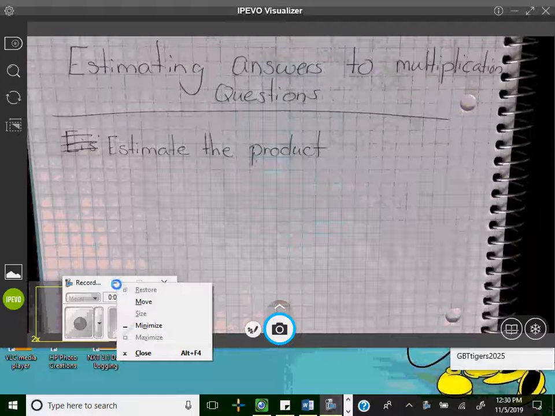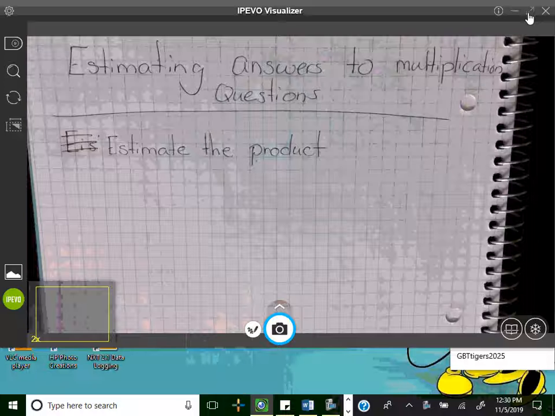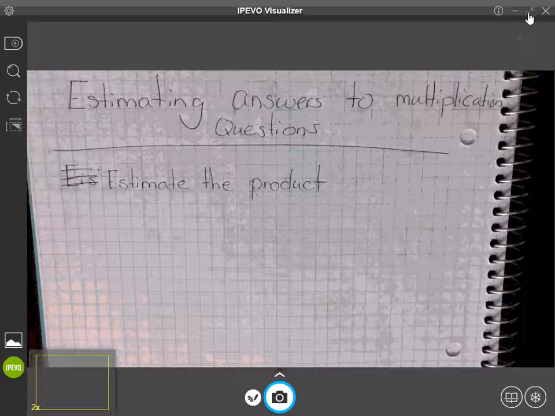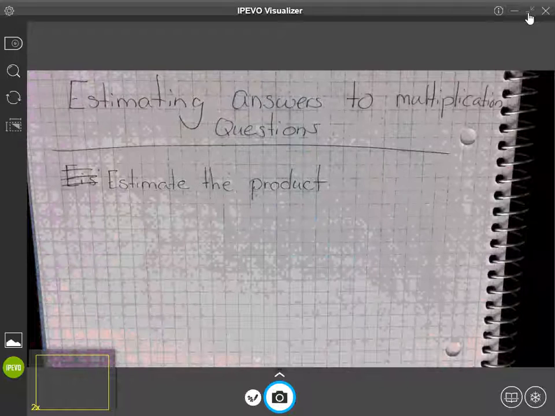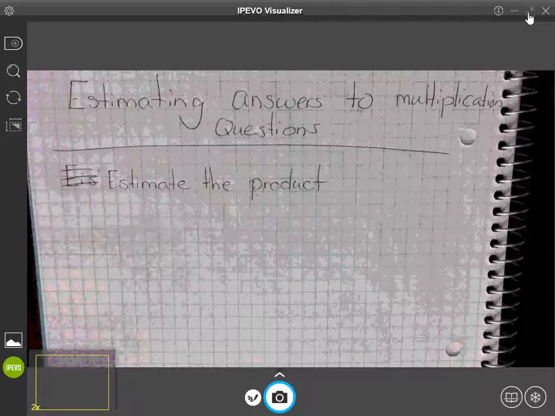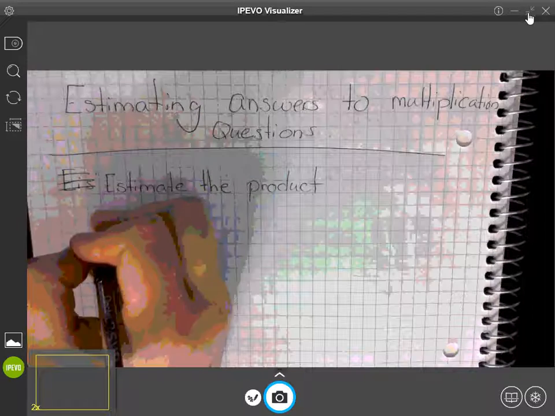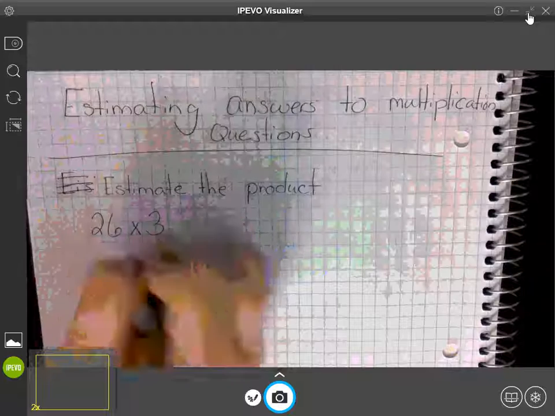So like I said, a product is the answer to a multiplication equation. And we're going to just estimate the product. That means we're going to find about the actual answer, okay? So I want everybody to write down the following problem. 26 times 3.